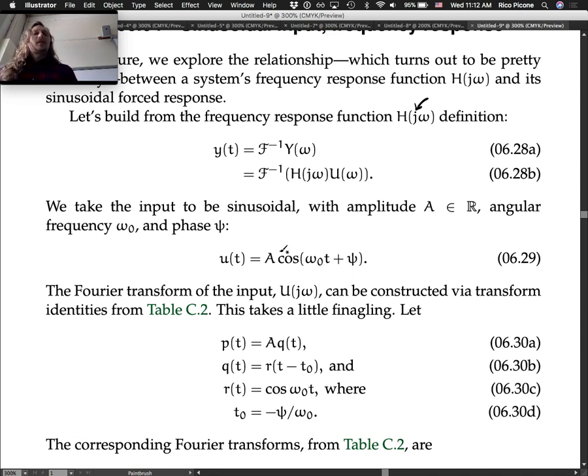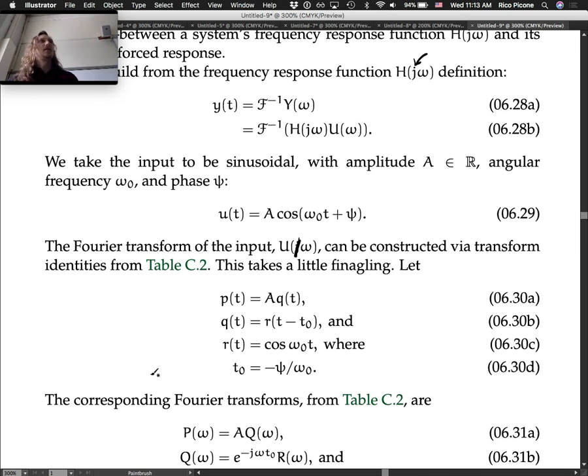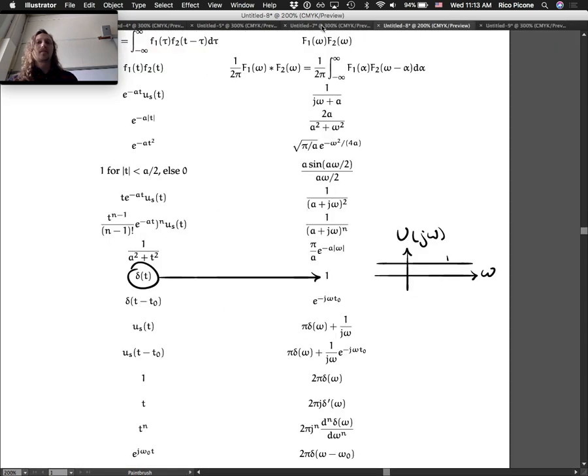The Fourier transform of the input, U of j omega, a j snuck in there, can be constructed via transform identities from table C2. So remember, table C2 was the Fourier transform table. Okay, so let's take a look. Let's see, do I still have that up? Yeah, cool.